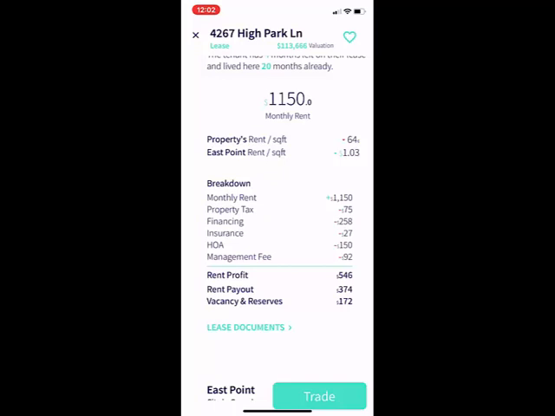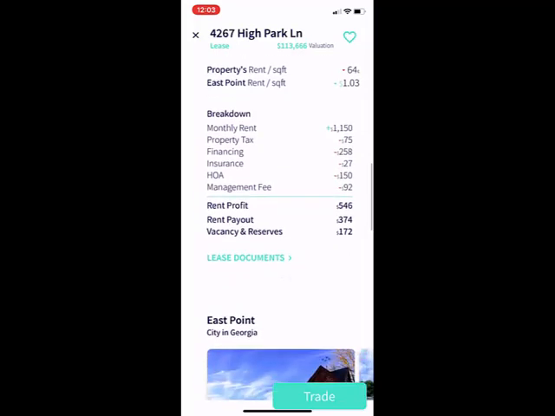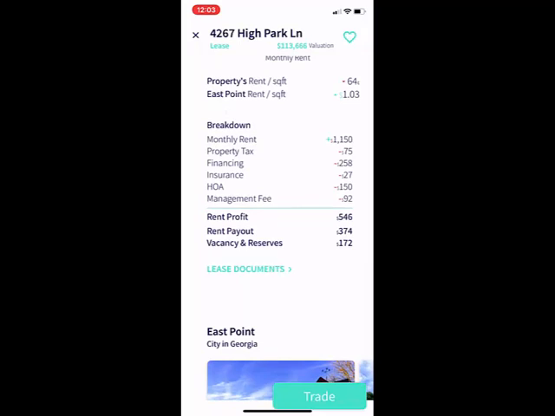Now, if we look here, the monthly rent for this property is $1,150. You can see all the estimated expenses. You can see that there's also a vacancy and reserves as well as the rent payout section. So those are going to be the two interesting things that you might want to consider. Now, you can also see the management fee, which is how this all works. Landa takes a very small percentage of the monthly rent in order to do all those things I talked about, such as finding tenants and maintaining the property. That way, you don't have to worry about them. So you can see with this property, there's a rent payout that is $374 every month.